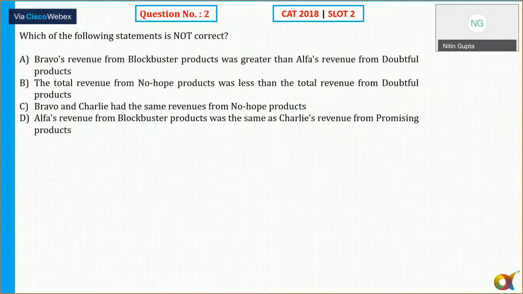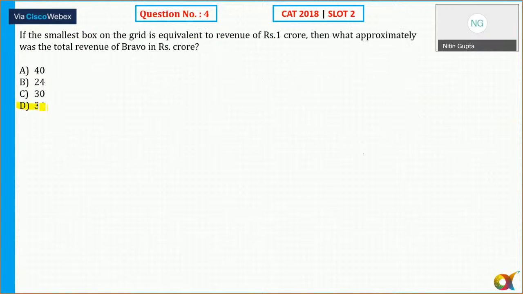Let's move to question number 3. Which of the following statements is not correct? The answer is option A. Okay. And the last one, the answer is nothing but option. So once we have analyzed this set, then it can be done. So it was not a difficult one. I'll say it was doable.